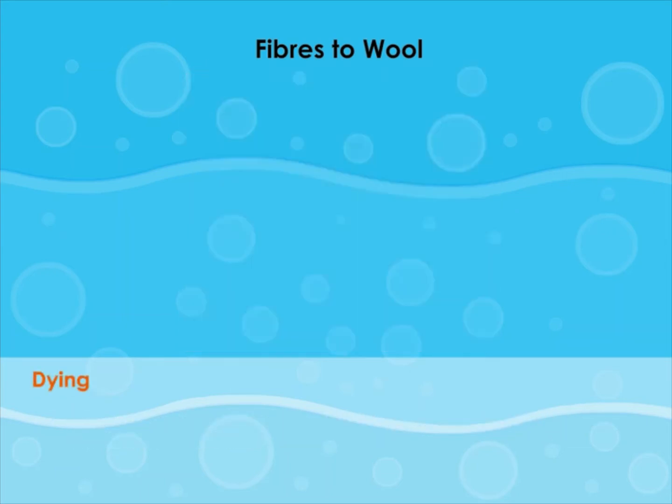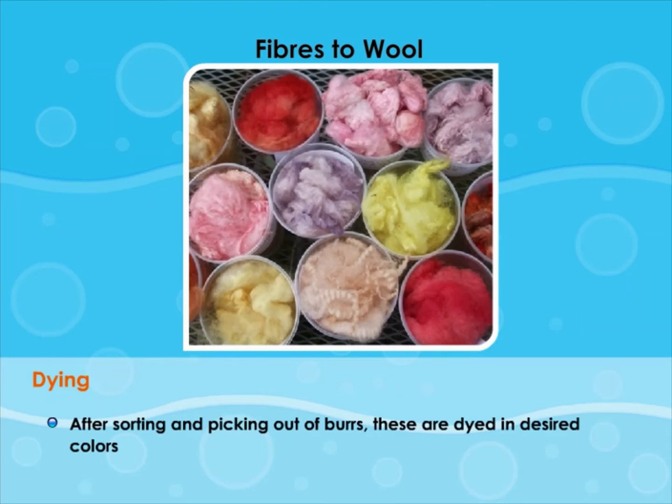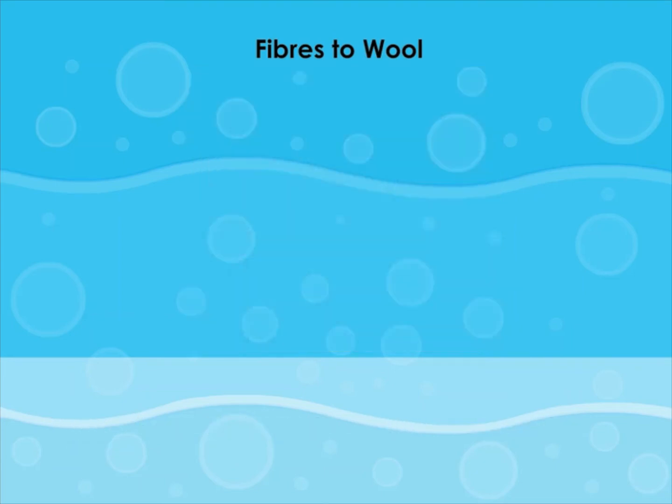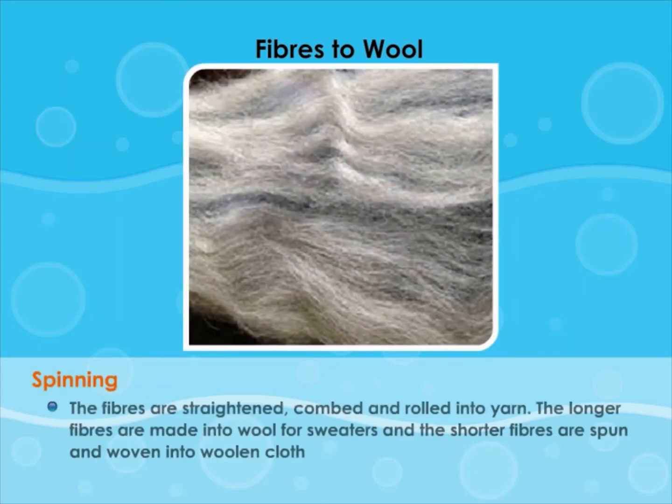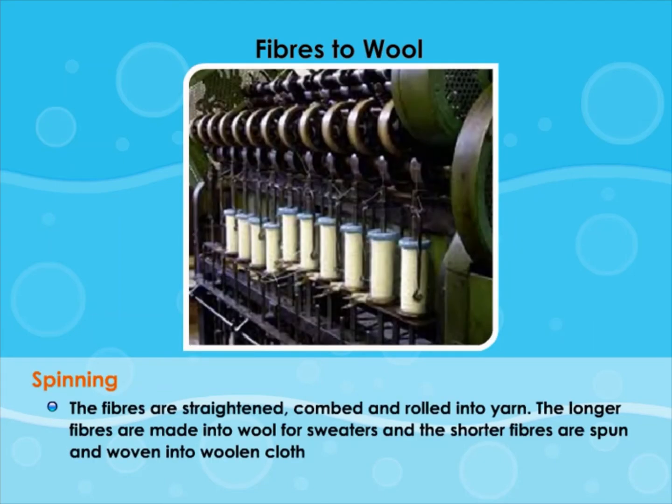Dyeing. After sorting and picking out of burrs, these are dyed in desired colors. Spinning. The fibers are straightened, combed, and rolled into yarn. The longer fibers are made into wool for sweaters, and the shorter fibers are spun and woven into woolen cloths.